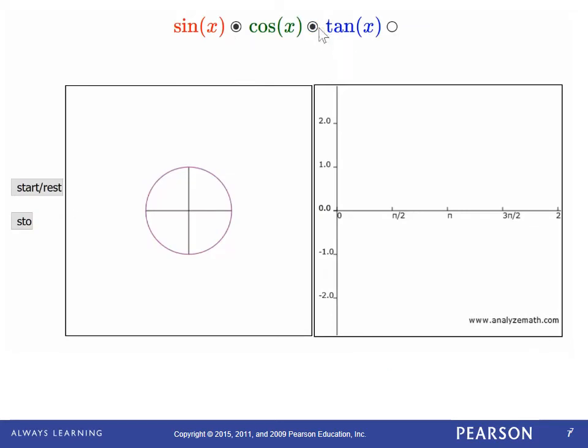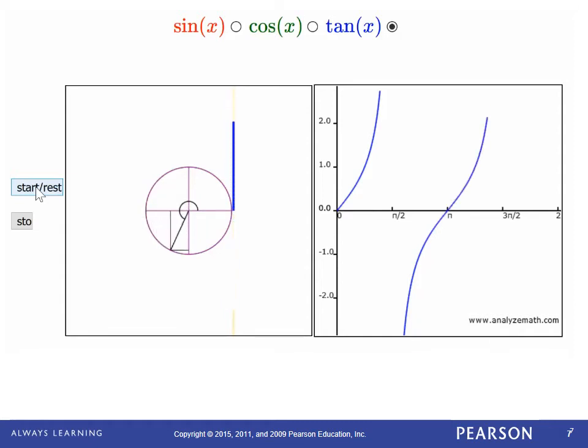All right, so now let's take a look at the tangent function. If we take the unit circle approach, we calculate each one of these here at the unit circle, and then we're going to graph the tangent function. So what does a tangent function look like? Let's pick the tangent function, and we're going to start it.